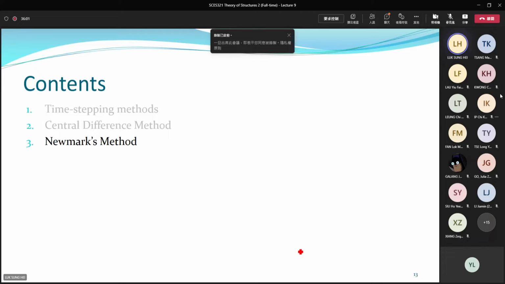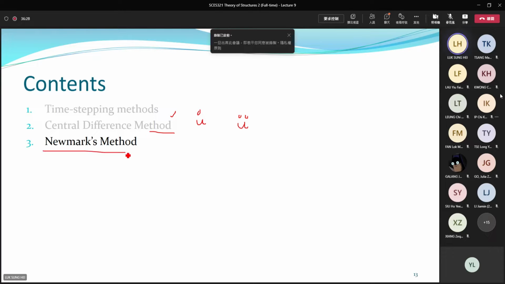So right now we have some idea about what the central difference method is. The central difference method is based on time stepping techniques. We divide the whole history into different time steps, and then we use the so-called central difference approximation. We try to express velocity and acceleration in terms of displacement in the previous time steps, and then we use it to estimate what happens in the next.